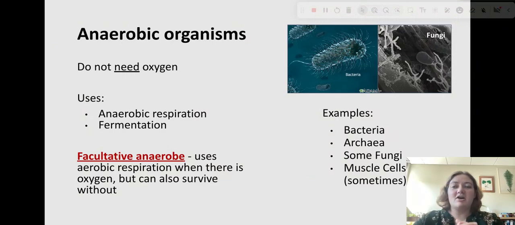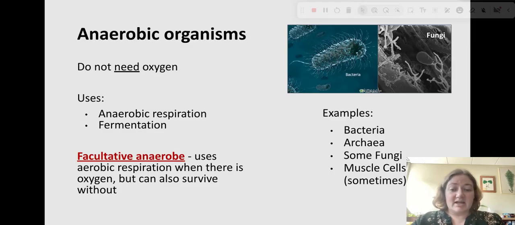All right, so let's talk about organisms that we would consider anaerobic organisms. Anaerobic organisms are organisms that don't necessarily need oxygen, right? Because they don't need oxygen, they can use other means to obtain energy. Now remember, aerobic cellular respiration, or the cellular respiration that we've talked about so far, needs oxygen as the final electron acceptor. Anaerobic organisms can use anaerobic respiration or fermentation, which we'll define in a second here.